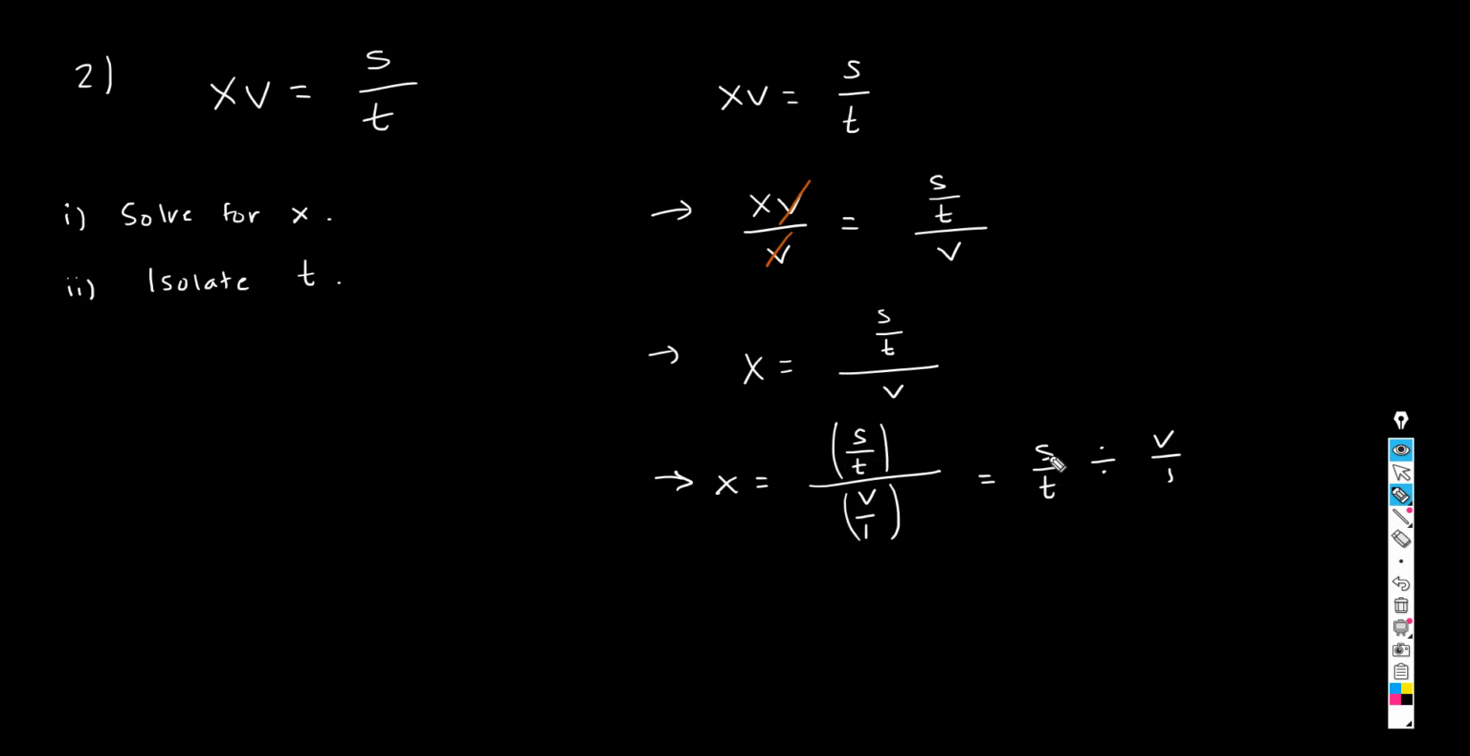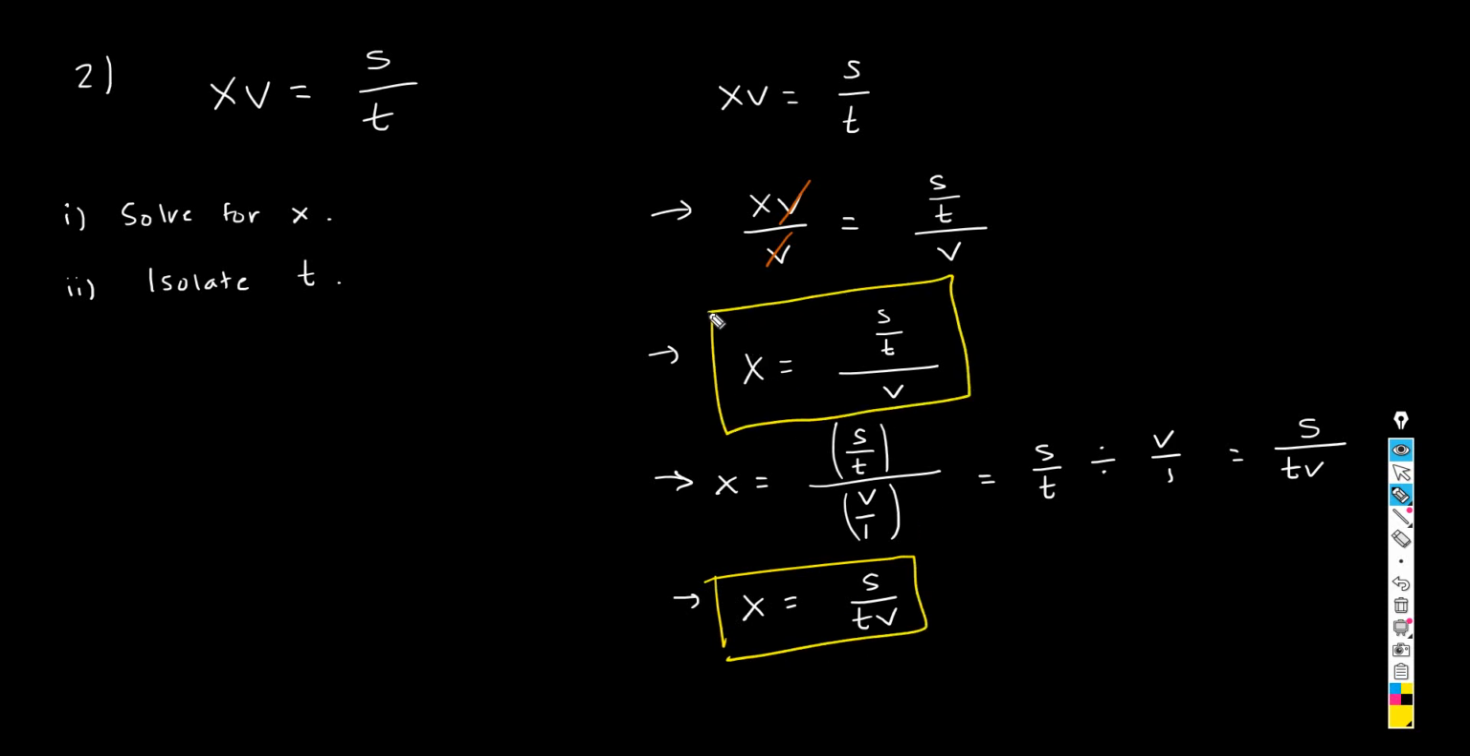So I'm dividing s over t. I'm dividing it over v over 1. And you already know how to handle division of fractions. All we do is multiply this and this. We get s and t times v, and we get tv. So that's what we end up with, s over tv. So this is the final solution, but this is also the final solution. Okay, if you write this, there is nothing wrong with this. Both things are perfectly okay. This looks a little better, more simplified, but it's the same thing.